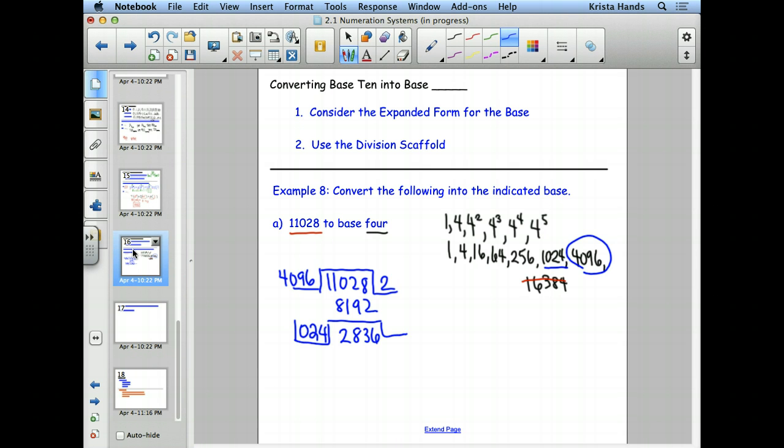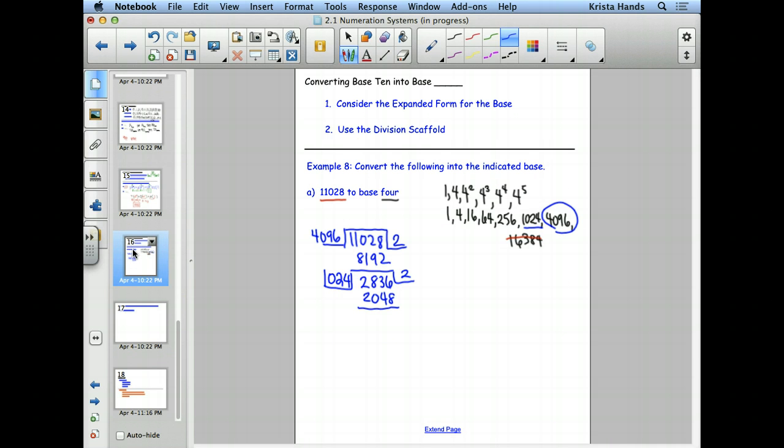It's not too big, right? 1024 does go into 2836. How many times? 2. And what is 2 times 1024? 2048, right? All right, let's subtract. It's 2836 minus 2048. 788.